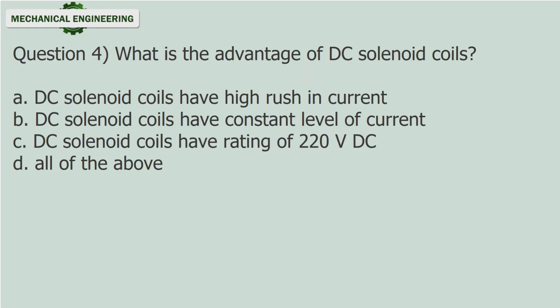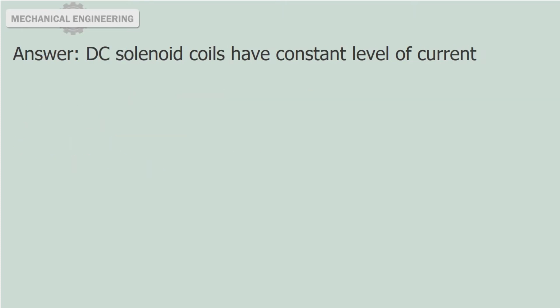Question 4. What is the advantage of DC solenoid coils? A. DC solenoid coils have high rush-in current. B. DC solenoid coils have constant level of current. C. DC solenoid coils have rating of 220 VDC. D. All of the above. Answer: DC solenoid coils have constant level of current.